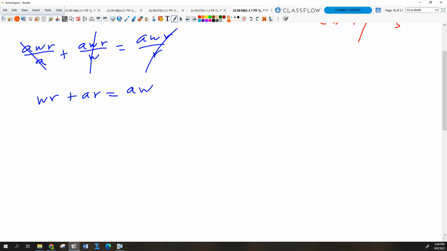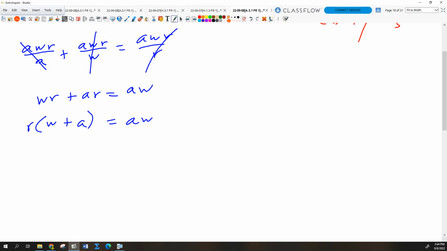WR plus AR, is there anything I could undistribute from those two terms? An R. Yeah, that's called factoring, right? We'll review factoring later. We're going to factor out an R, which means we're going to undistribute an R. And what's left behind if I undistribute an R? W plus A, right? Equals AW. Okay, we're almost there. What's the last step? What's the only thing I have to do to get that R by itself?